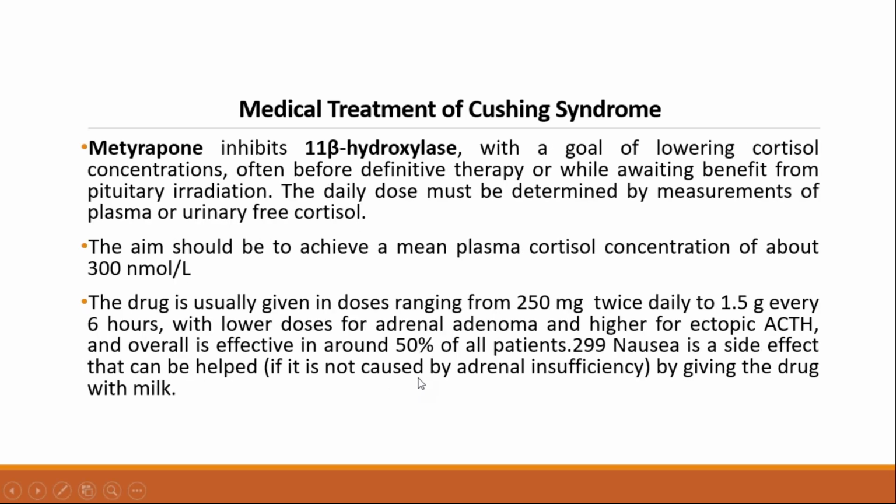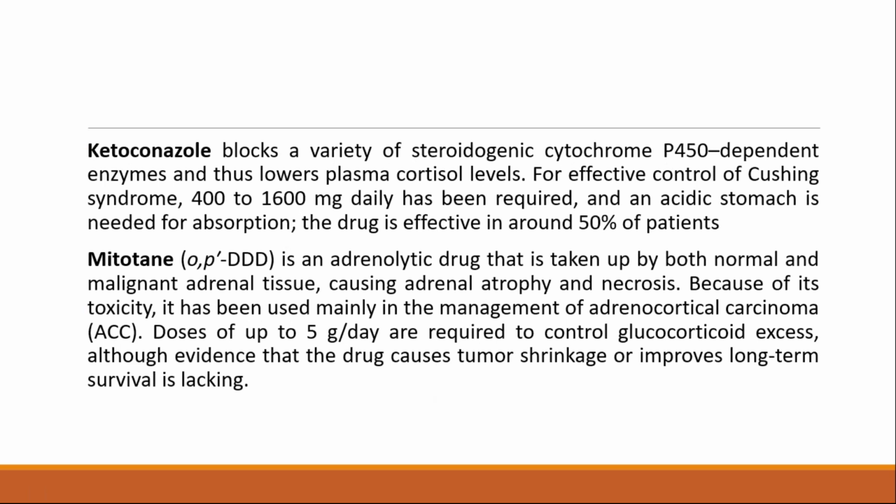These three drugs are mainly used: metyrapone, ketoconazole, and mitotane. Rest is, if it is a pituitary adenoma, go for transsphenoidal surgery. If the adrenal glands are responsible for the Cushing syndrome, then, if possible, remove the adrenal glands. That's it.